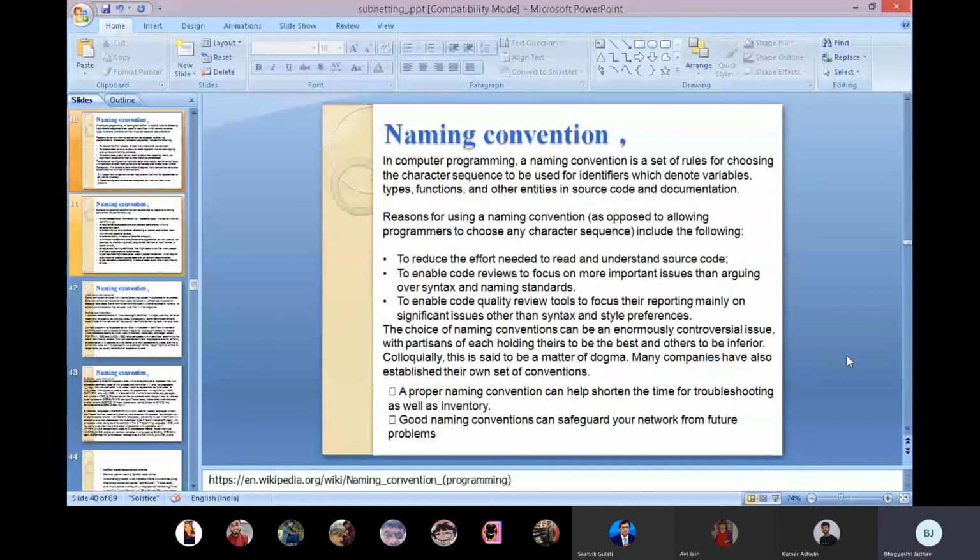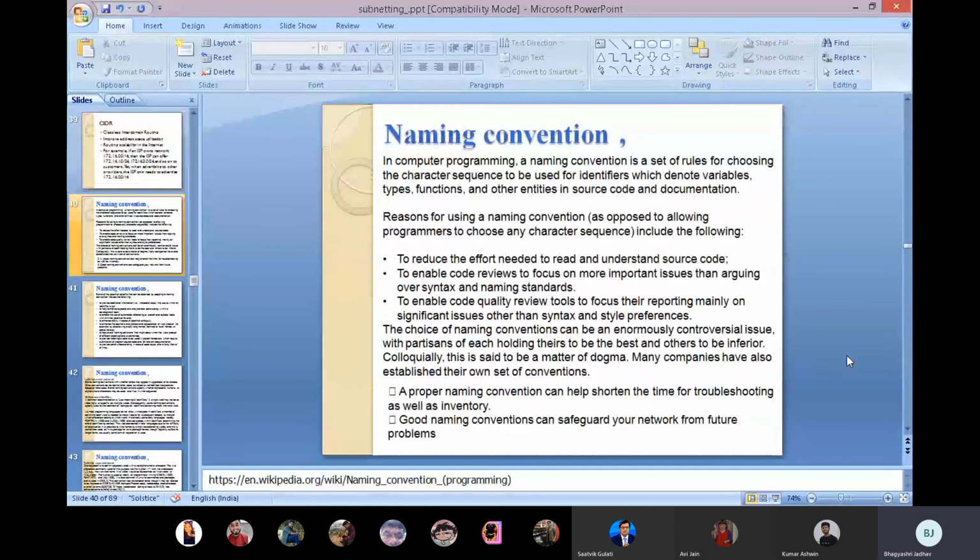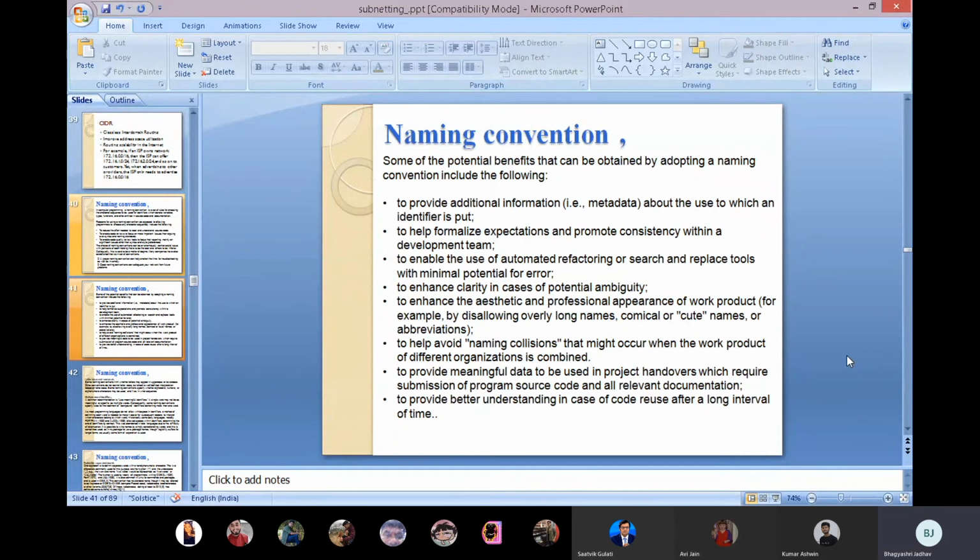See, this is a naming convention. It is a set of rules for choosing the character sequence to be used for identifiers which denote variables, types, functions and other entities in source code and documentation. Then we saw the potential benefits of this naming convention.